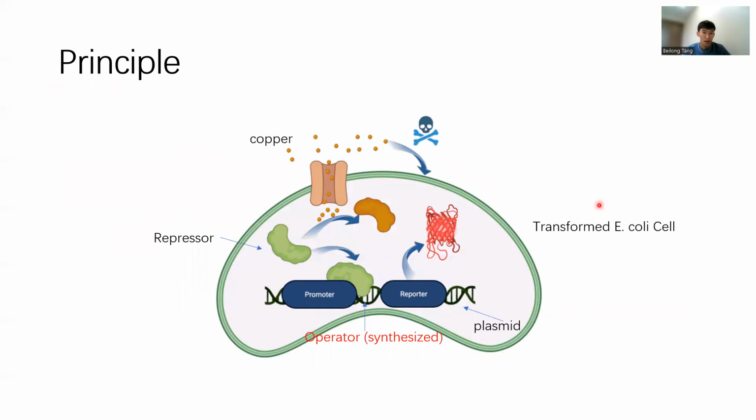The principle is like here. So we already have the transformed E. coli cell that has the transformed plasmid containing the operator. The operator is synthesized using synthetic biology. When the copper goes into the cell, it will deactivate the repressor, which was combining to the operator. Therefore, the reporter, which is the fluorescence showing gene, will be expressed normally, showing the fluorescence. So we can use the level of fluorescence to detect the level of copper.